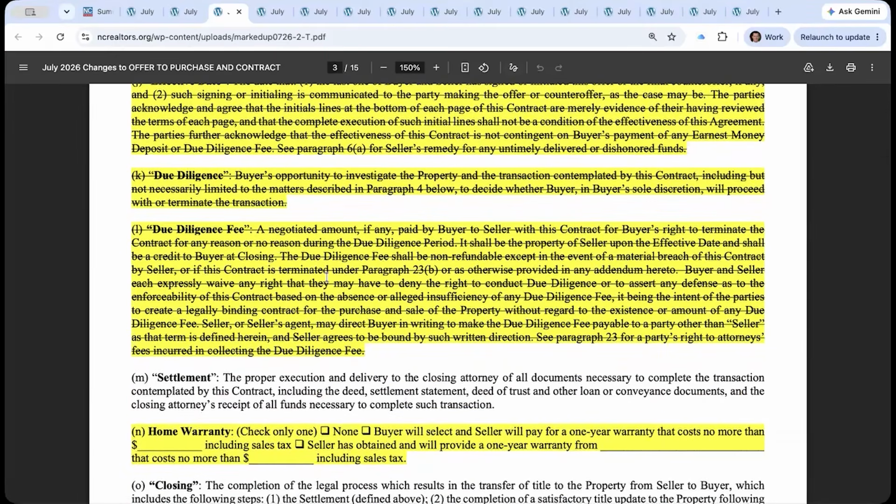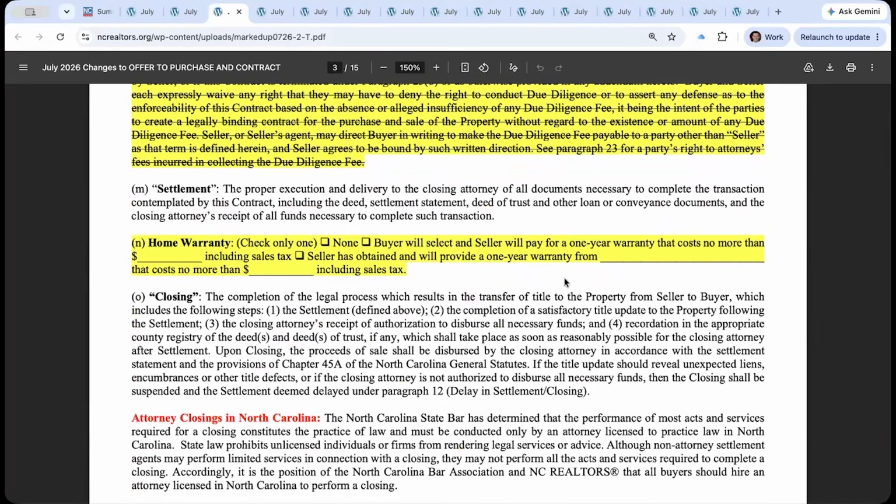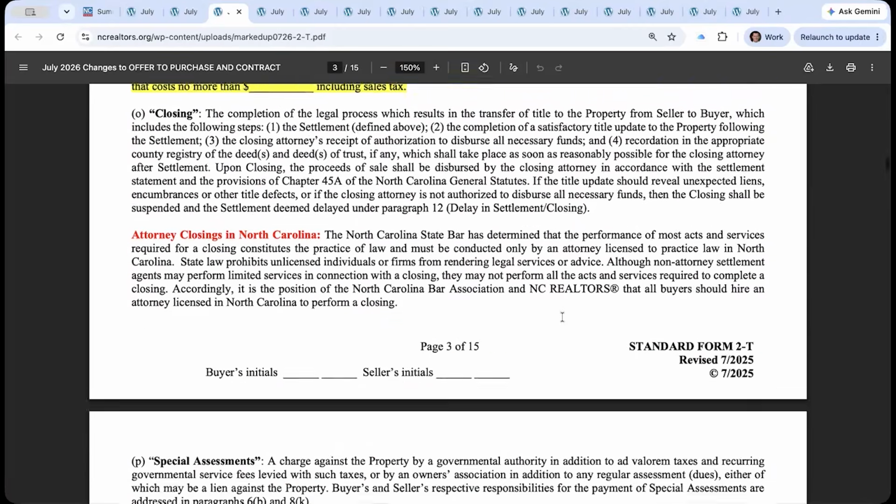You can see here they've been moved up. Home warranty, though, will be on the second page. So just make a note of that. It used to be much later in the contract, but now it's going to be on the second page.